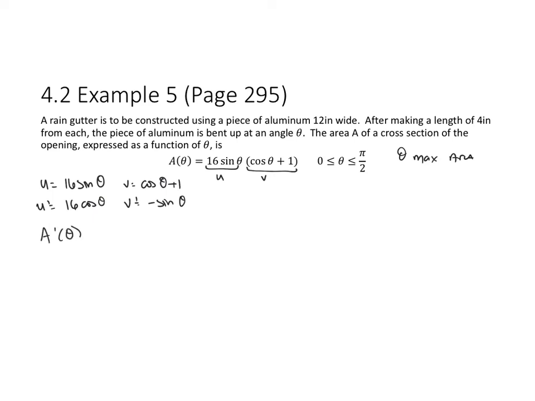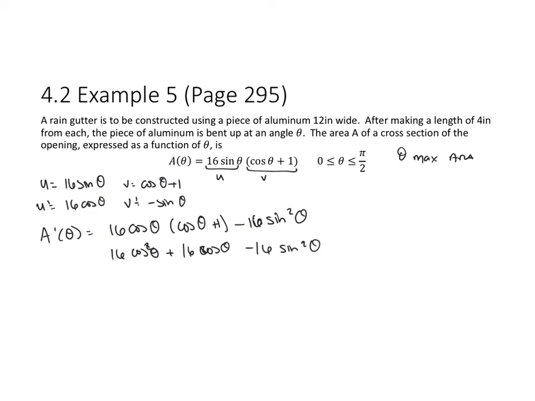All right, so A prime of theta is 16 cosine theta times cosine theta plus 1 minus 16 sine squared theta. So right now this looks really complicated, but let's do a little bit of distribution and see what works out. So I have 16 cosine squared theta plus 16 cosine theta minus 16 sine squared theta. As you notice, I have almost sine squared plus cosine squared, but I have minus instead. So let's take a look at this sine squared.